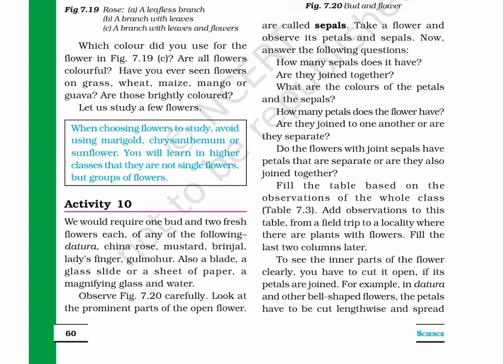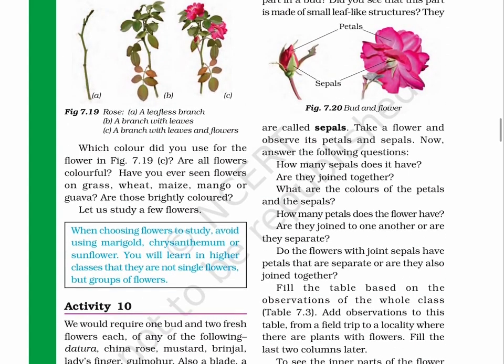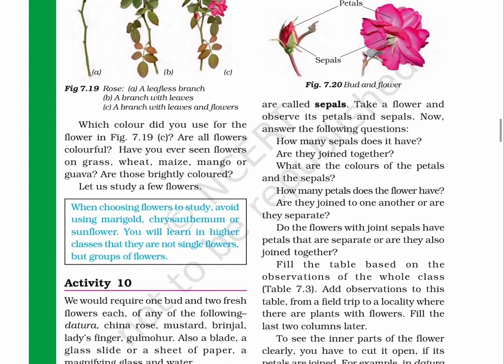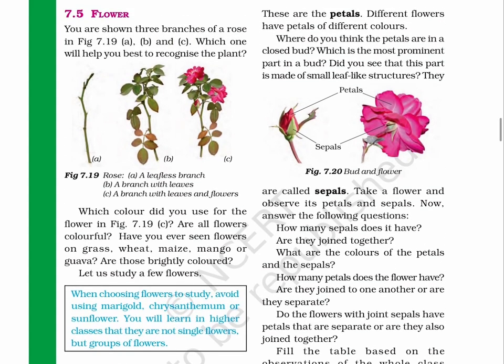Now answer the following questions. How many sepals does it have? Are they joined together? What are the colors of the petals and the sepals? How many petals does the flower have? Are they joined to one another or are they separate? Do the flowers with joined sepals have petals that are separate or are they also joined together?